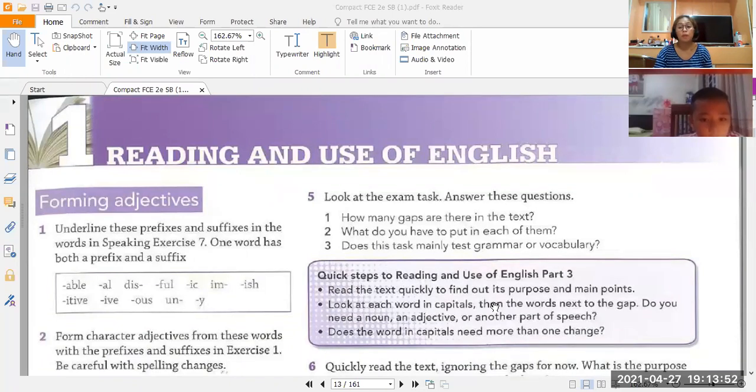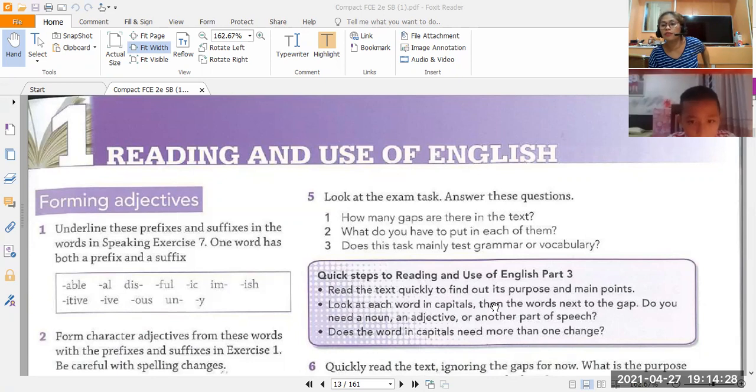Okay, so now we are in one, reading and the use of language. So forming adjectives, right? You know already what is an adjective, right? Like you will describe a person, a place, a thing. Like when I say, Kyo is a good boy, the adjective there is good. Kyo is a smart student, the adjective is smart. Everything that I describe is an adjective, okay?